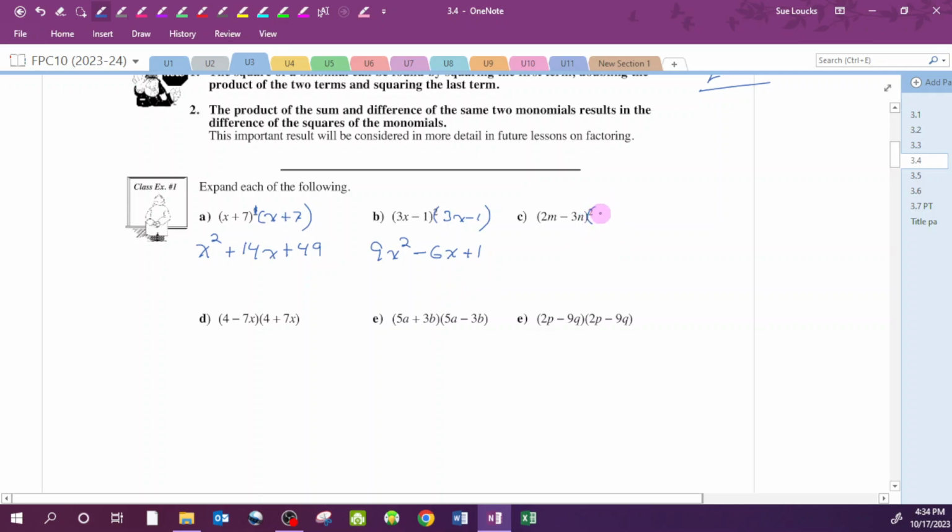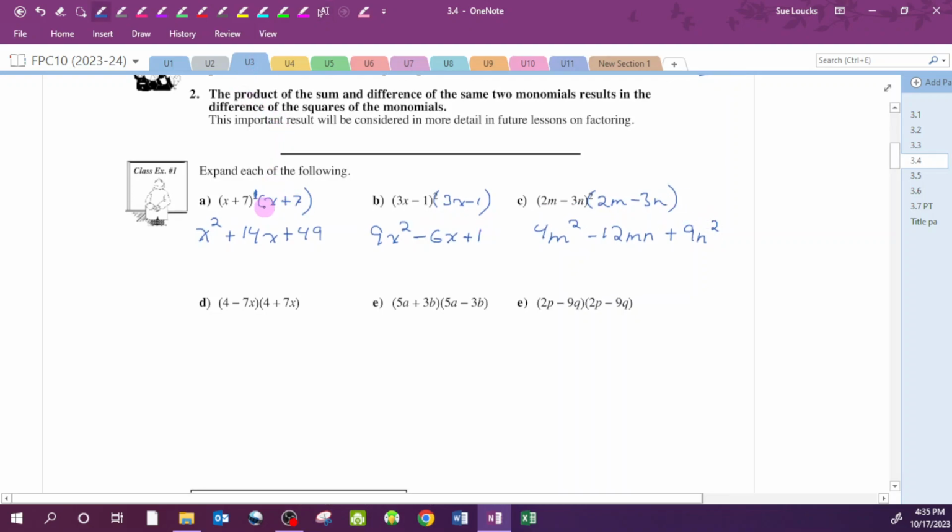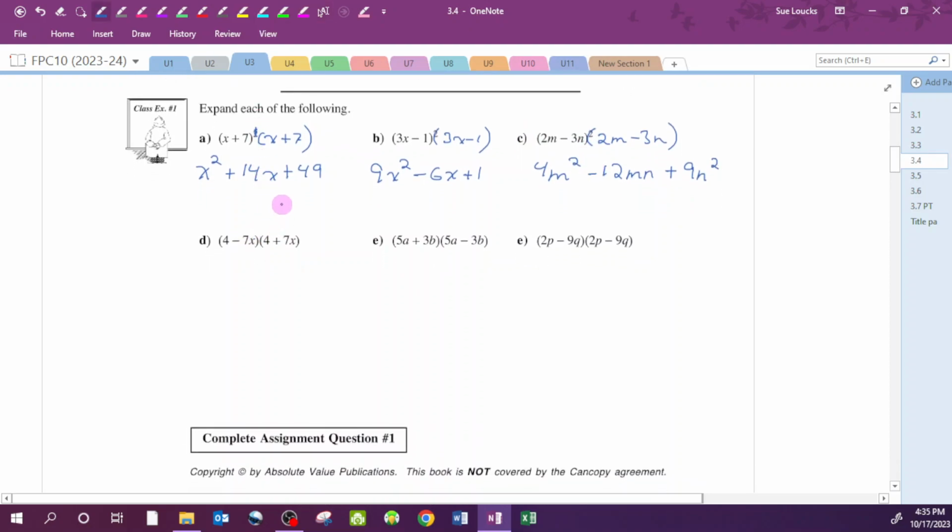Okay, this is going to be 2m minus 3n. So it's going to be 4m squared minus 2 times 3 is 6 times 2 is 12mn, and then plus 9n squared. This last term is always going to be plus, because whether it's a positive times a positive, like it was over here, or a negative times a negative, that always comes out positive.